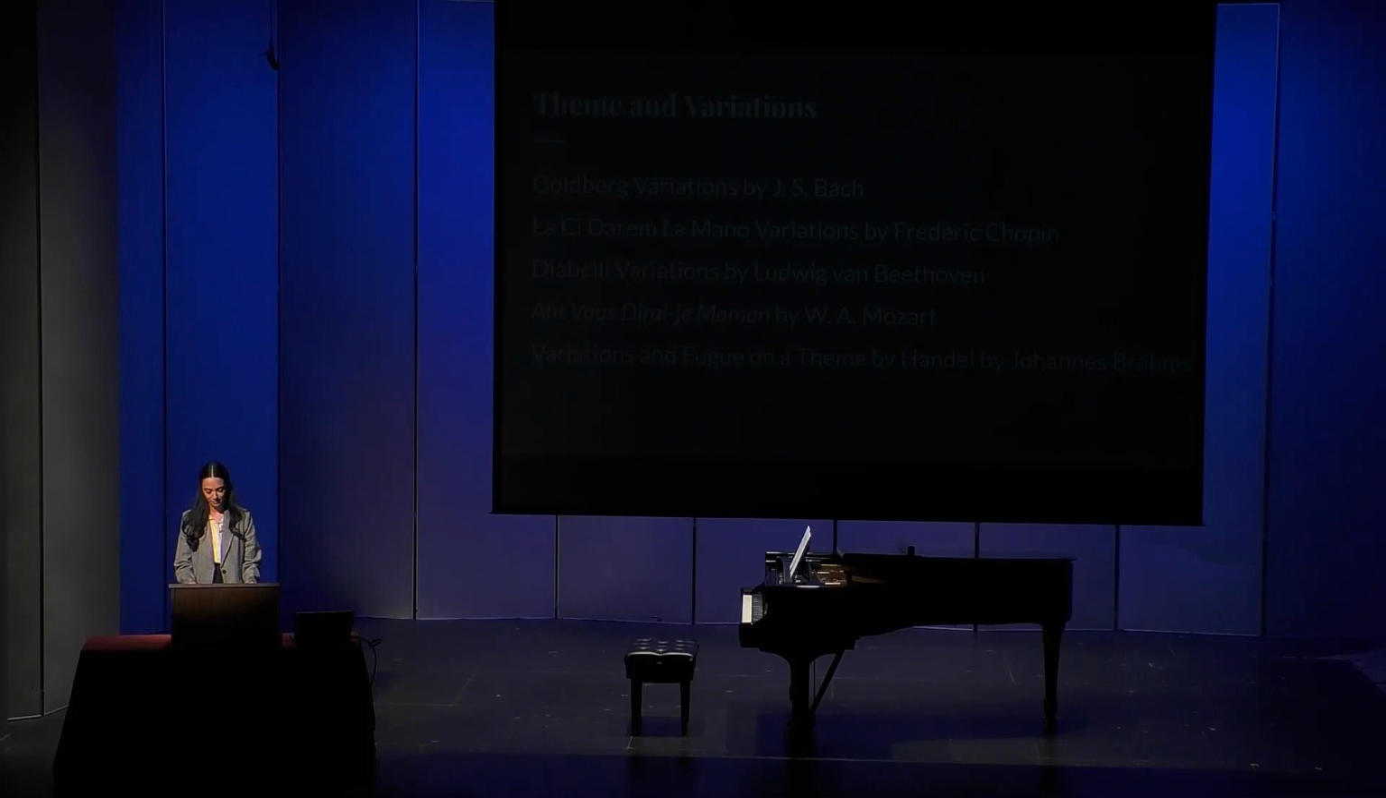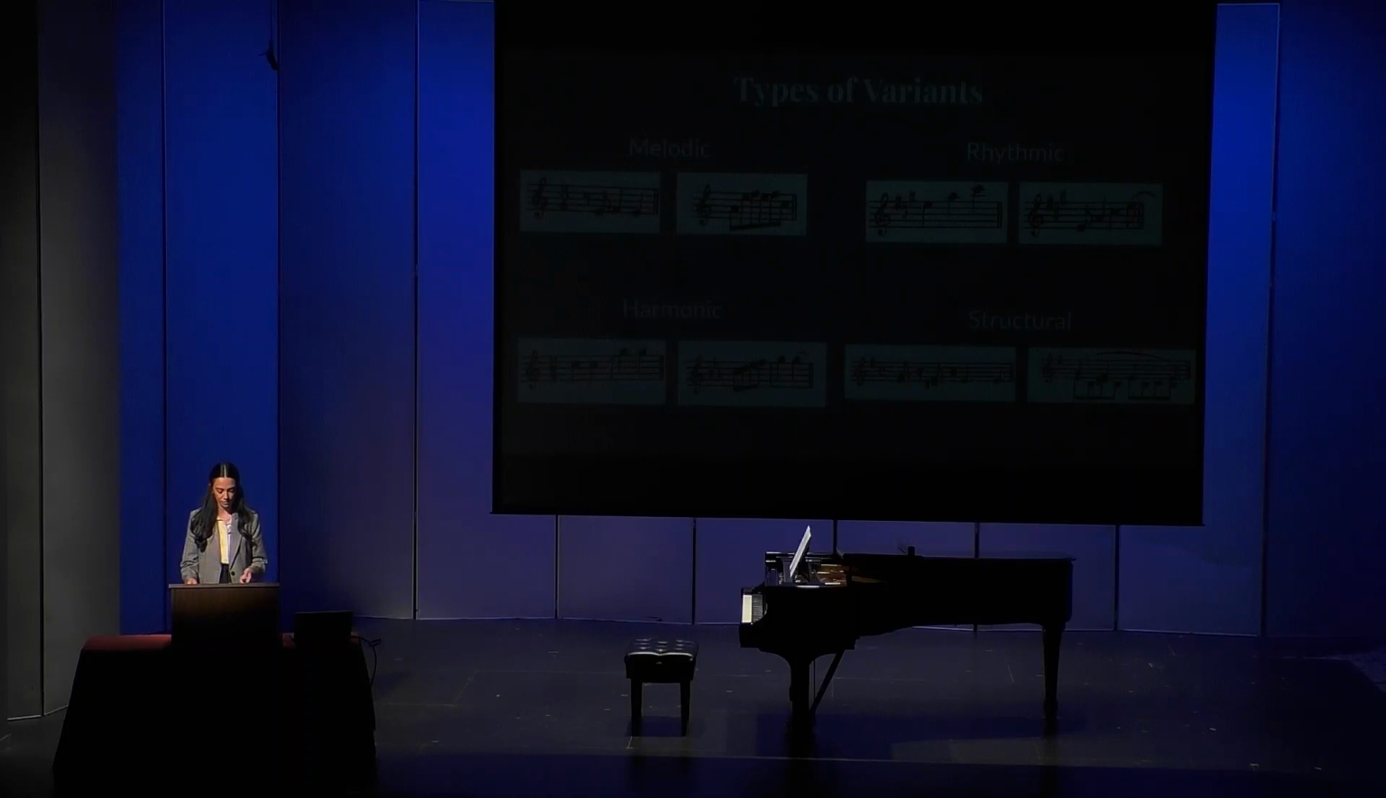Now on to the types of different variants or modifications to the theme. These are categorized into melodic, rhythmic, harmonic, and structural variants. So we'll start with melodic. A melodic variant is basically any changes to the main melody. So notes can be added, subtracted, or rearranged. So this simple group of three notes becomes six notes up here. But you can hear the integrity of the original melody within it.